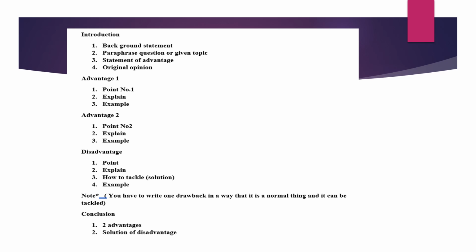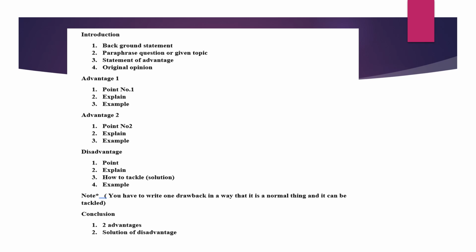Next paragraph is related to advantage 1. You need to mention the point number 1 or advantage number 1. You need to explain it and provide an example related to that particular point or advantage number 1. Same is the case with advantage number 2, which will be your third paragraph. You need to mention advantage number 2, explain it and mention the example of advantage 2.